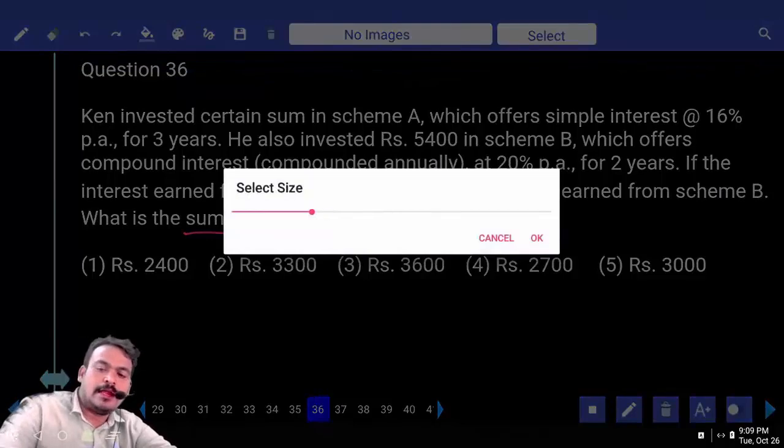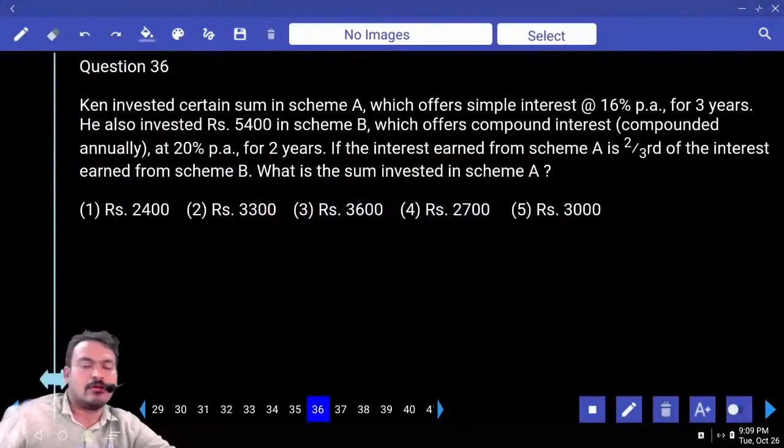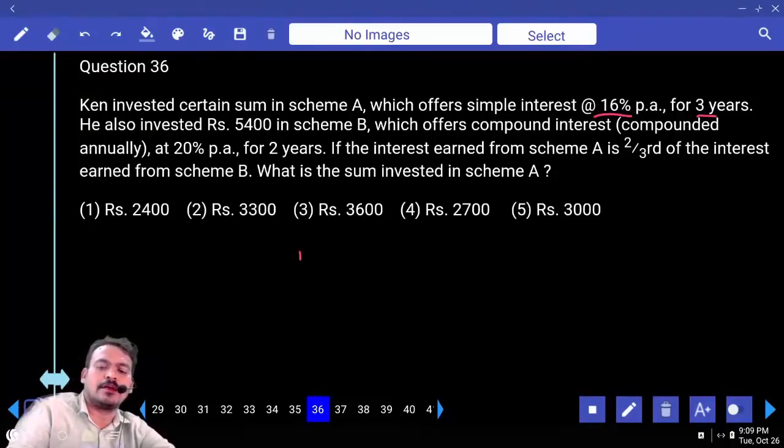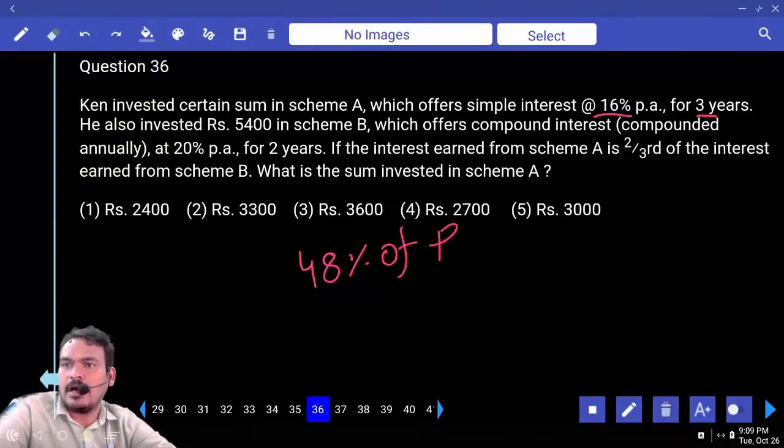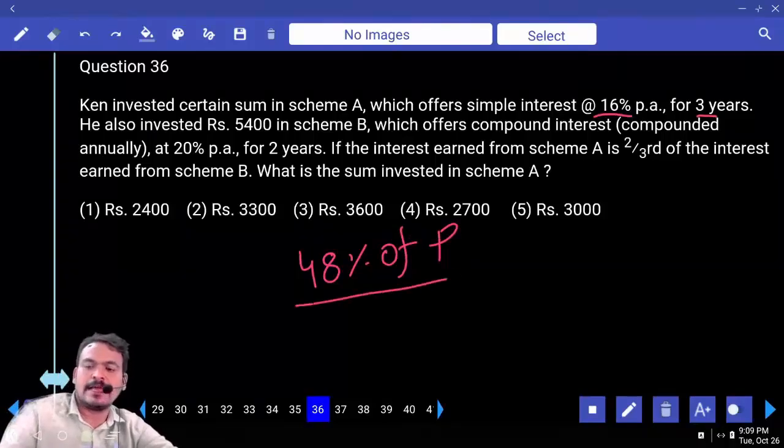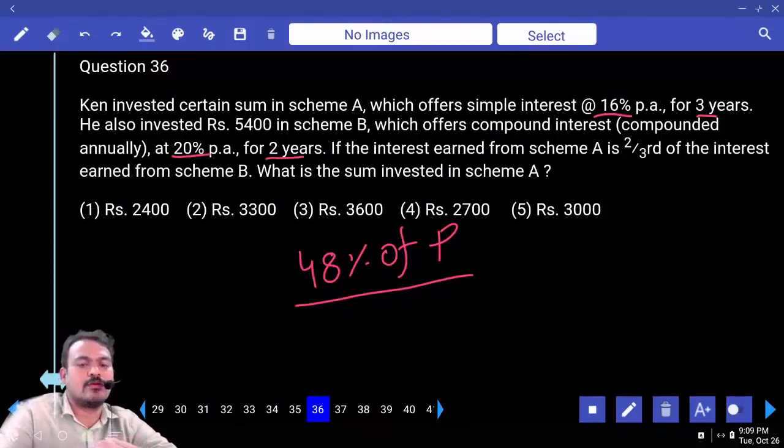Scheme A. And here, is the scheme A principal known or unknown? Unknown. What is the rate percent in scheme A? 16%. How many years are given? 3 years. Simple interest 16%, 3 years means how much percent are we getting? 48%. 48% of the principal, or not? 48% of principal. Next, second case: what is the rate percent given? 20%. How many years? 2 years. 20% for 2 years, compound or simple? Compound.